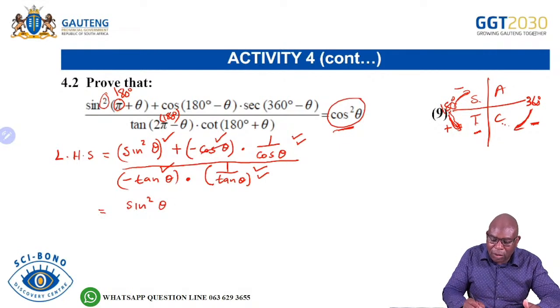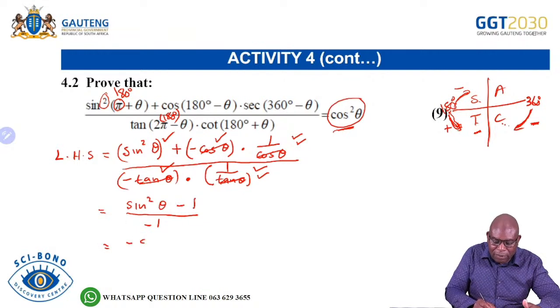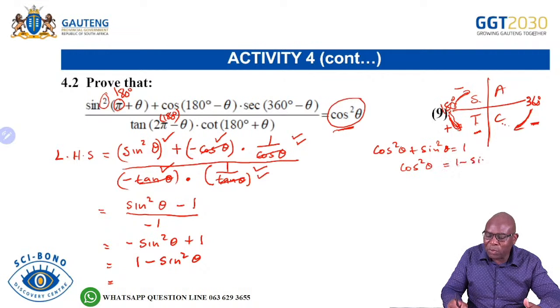The cos and the cos will cancel out, meaning that I'm going to be left with -1. The tangent and the tangent cancel out, I'm left with -1, which means then I'll have negative sine squared theta. Negative and negative is +1, which gives me 1 minus sine squared theta. From the famous one, which is cos squared theta plus sine squared theta equals 1, then I'll have cos squared theta equals 1 minus sine squared theta.